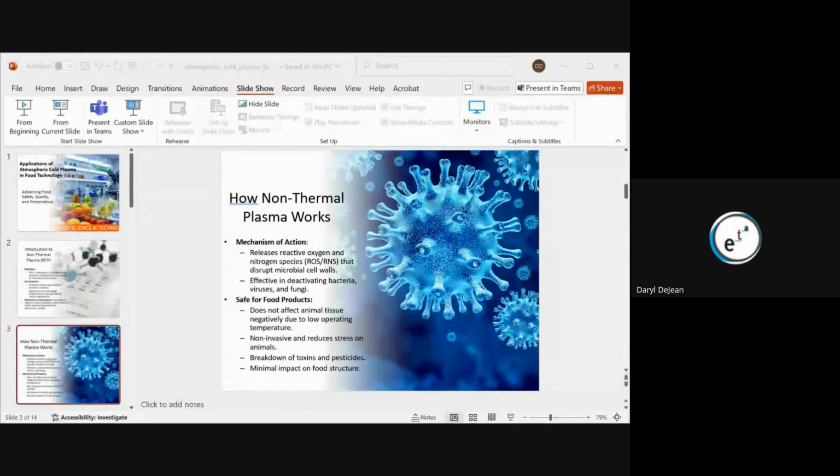Secondly, because it's in the air and it's disrupting the cell walls, anywhere that air can envelop, meaning a table, a fork, a bottle, anywhere, it is cleaning the surface as well, because this gas is surrounding that object.